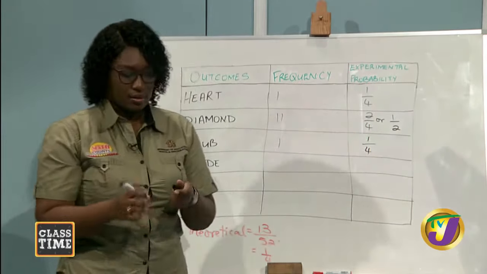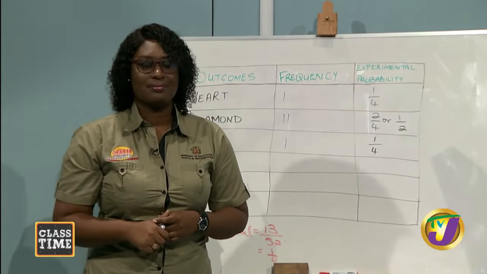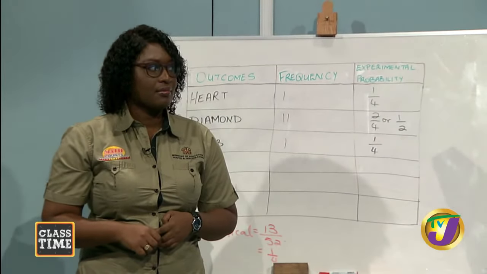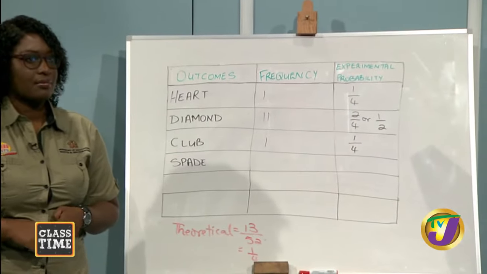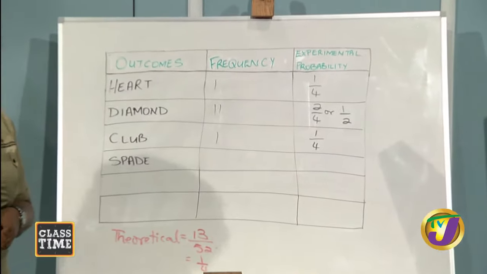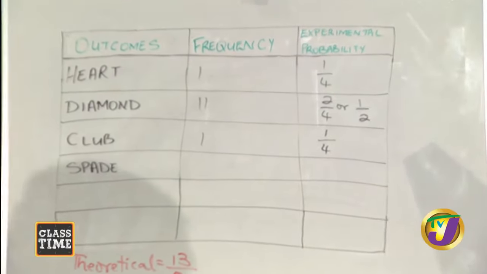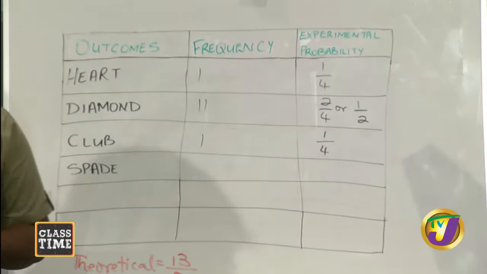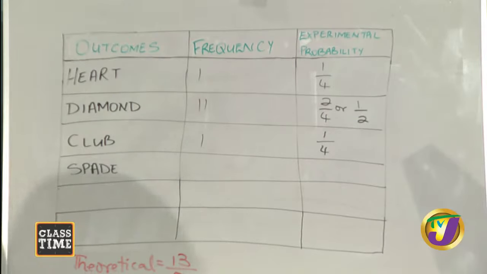Now, based on our theoretical probability, we knew that we had 1/4 of a chance of getting each suit. But in actuality, let's see what we have here. So heart was 1/4, so our experiment is actually matching our theoretical there for hearts. Diamond, that was 1/2 or 2/4, but for the theoretical, it was 1/4, so that's a little bit different. And for clubs, it was 1/4, which is in keeping with our theoretical. So, as stated before, they may differ.